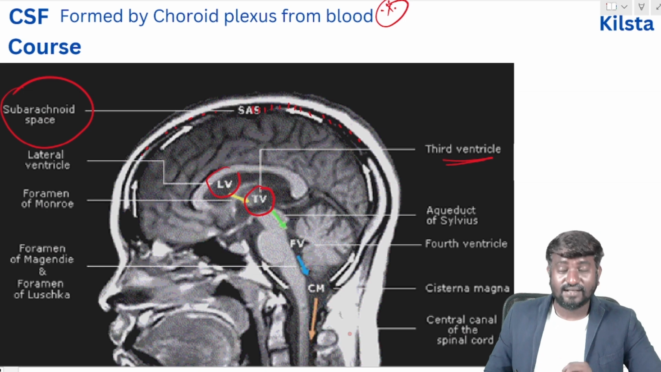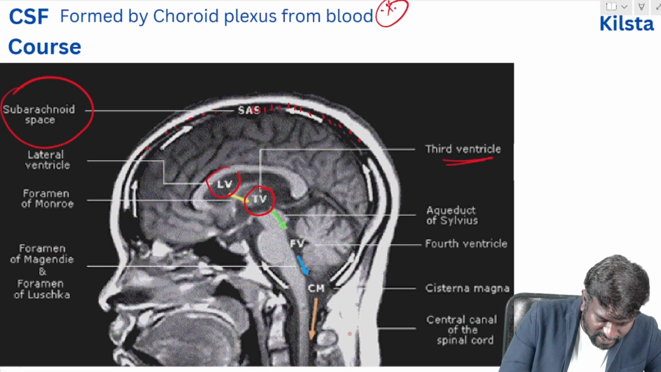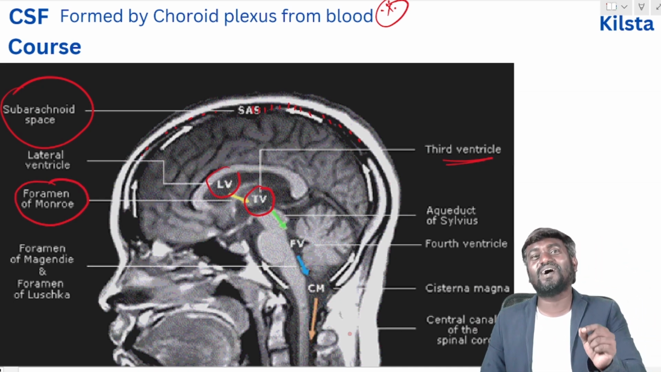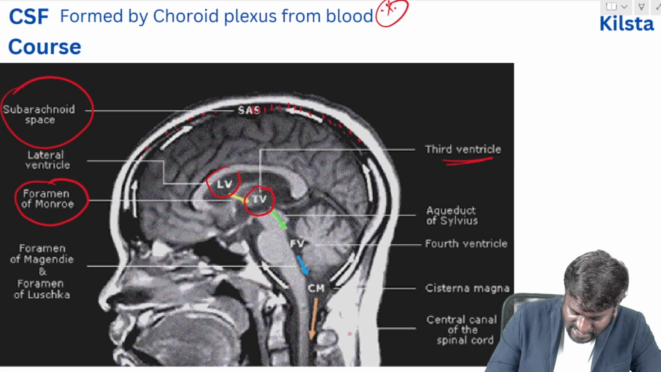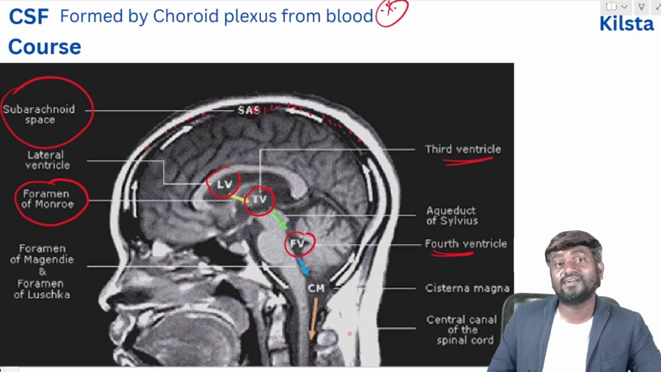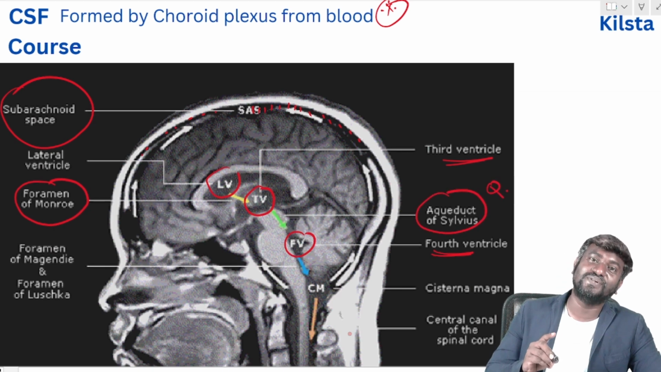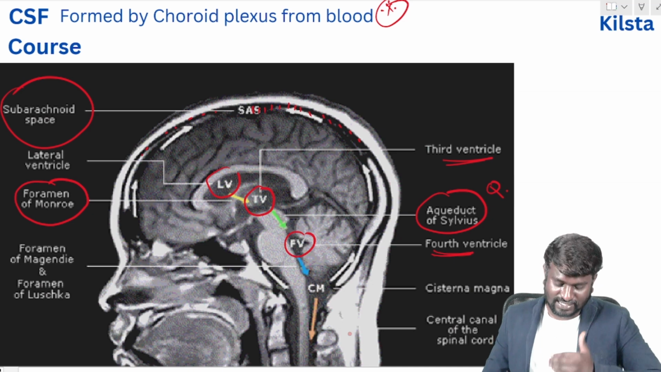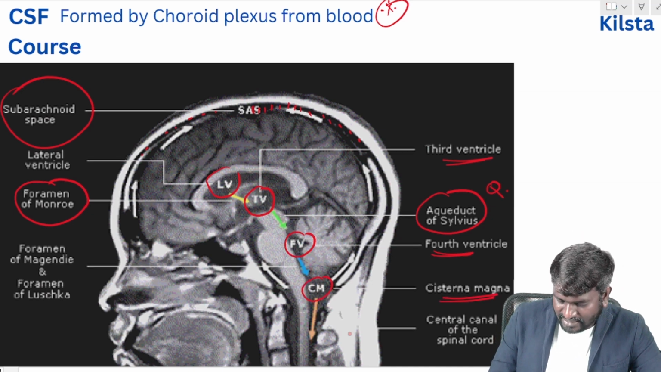Beautiful. Between the lateral ventricle and the third ventricle is going to be a very important foramen called as the foramen of Monro. Yes. From the third ventricle, it descends down to the fourth ventricle, and there is going to be a very important aqueduct which is called as aqueduct of Sylvius. Beautiful. Now from the fourth ventricle it further descends down to the cisterna magna.